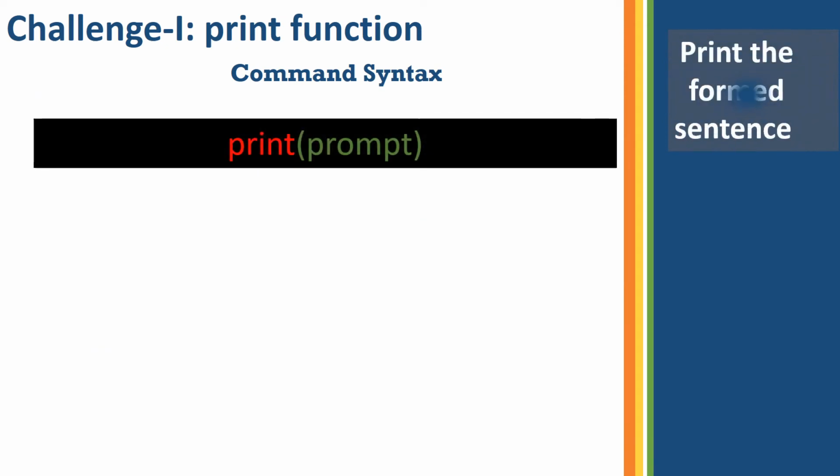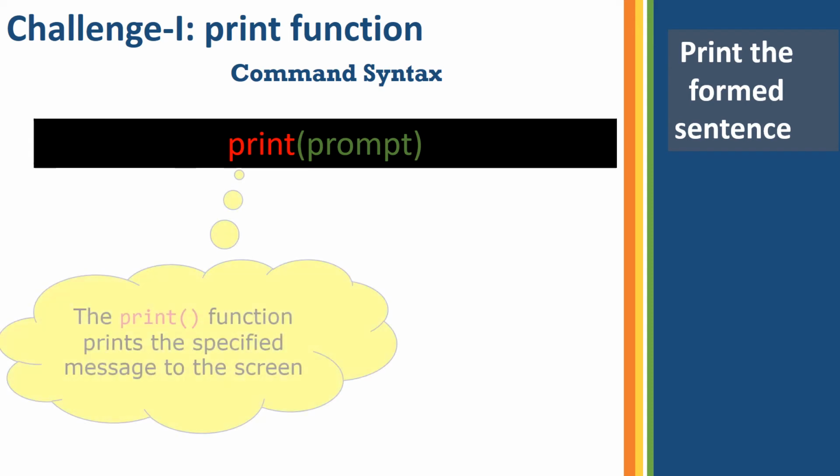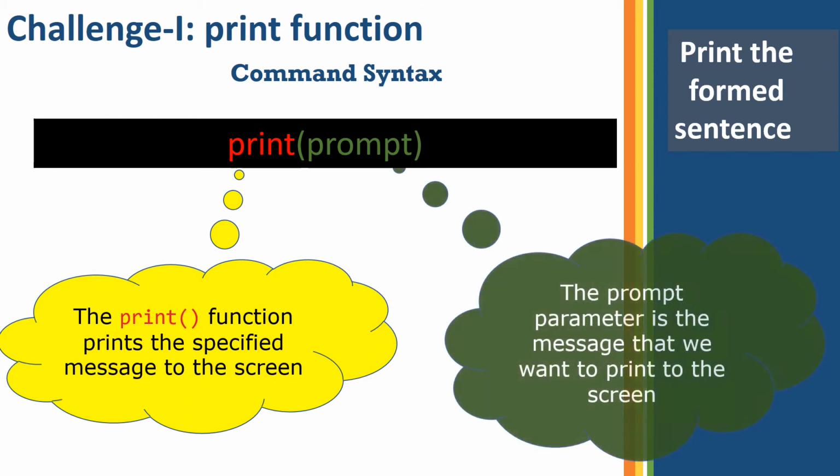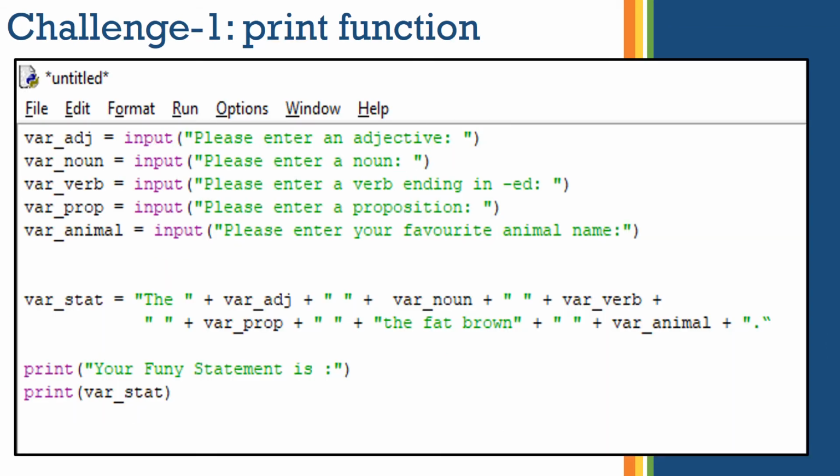Now, to tell the system to print the formed sentence, we must use the print function. The print function prints the specified message to the screen. The parameter is the message that we want to print to the screen. As a result, our code will be as shown in this slide.